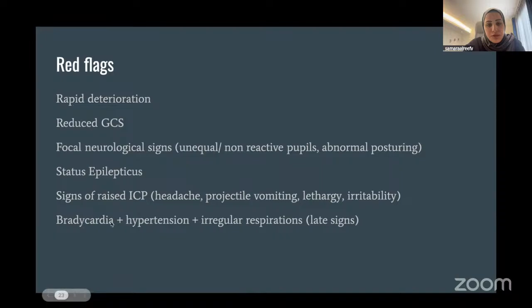What is it called? Cushing's triad. Correct, Cushing's triad. So it's a late sign.